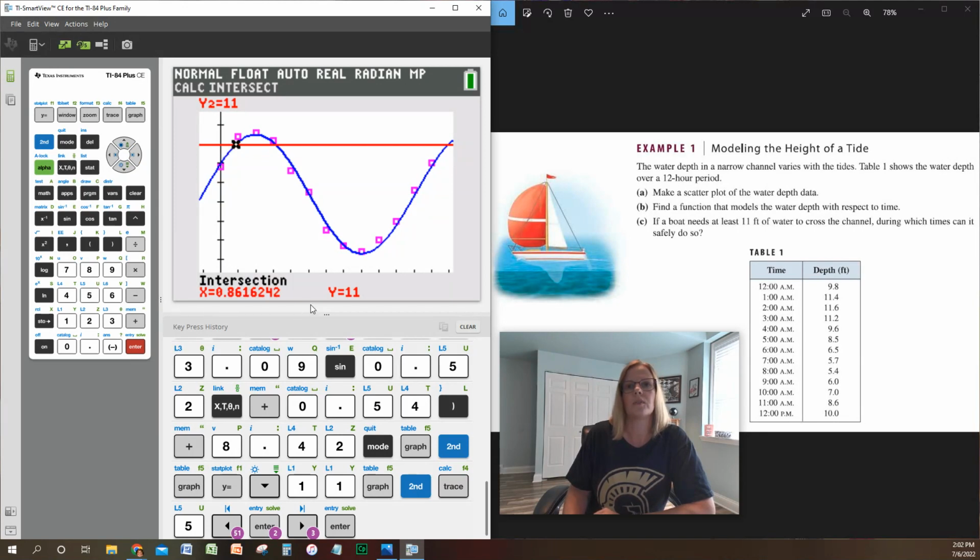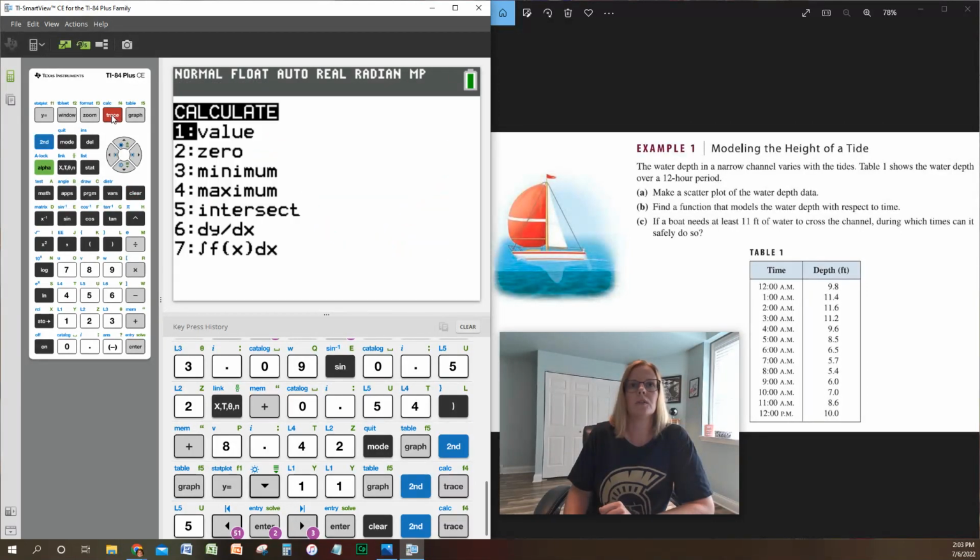When you hit enter, right at the bottom of your screen, it will tell you the exact X value for 11. Okay, 11 is the depth of the water, so this X value is our time, 0.86 hours. Okay, so write that down, 0.86, because we'll calculate that to a time in just one moment. But I've got to find my other intersection. So I'm going to hit clear, and then I'm going to repeat the process.